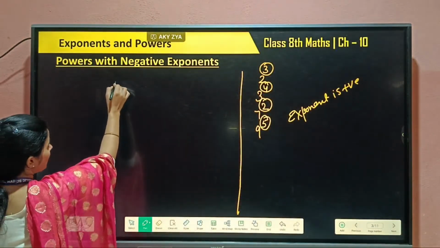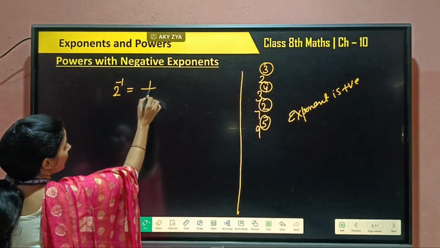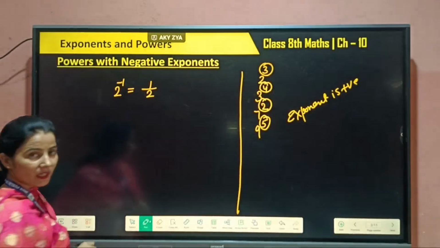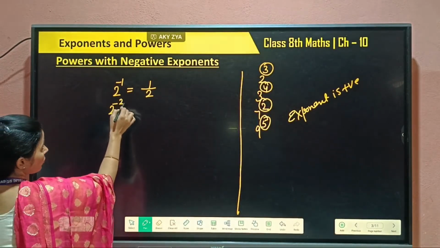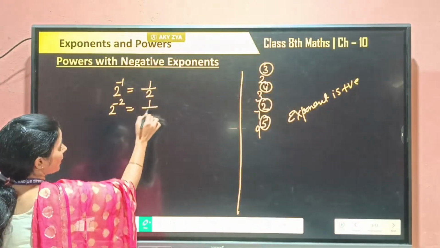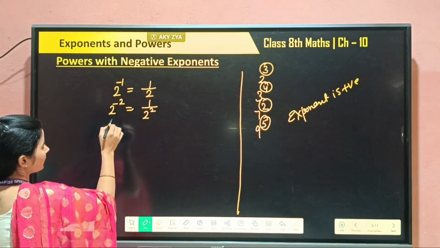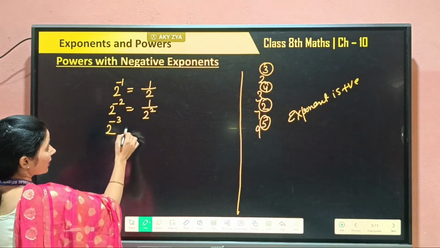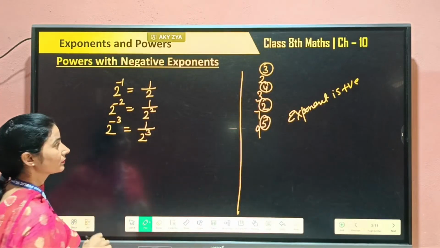Suppose 2 raised to power minus 1 is there. What can I write for this one? I can write 1 by 2. If 2 raised to power minus 2 is there, then I can write 1 by 2 raised to power 2. And if 2 raised to power minus 3 is there, then this can be written as 1 by 2 raised to power 3.